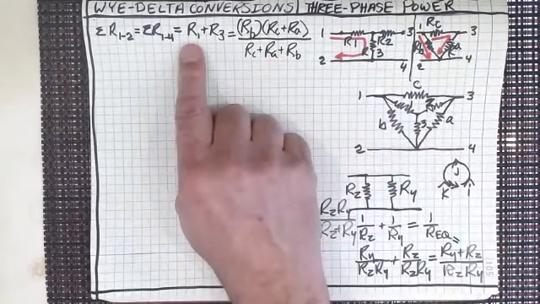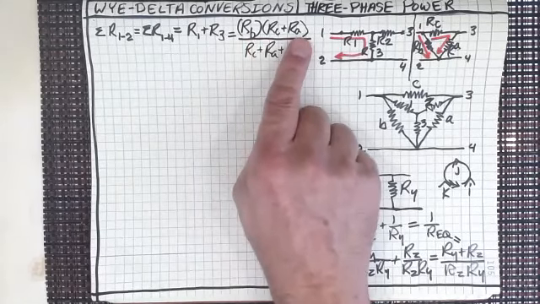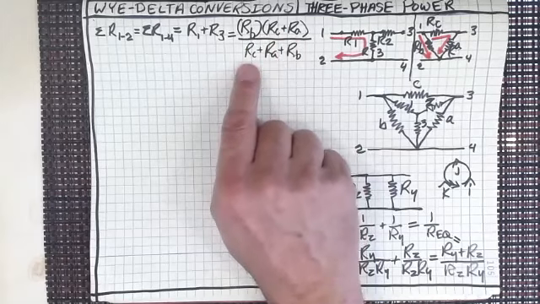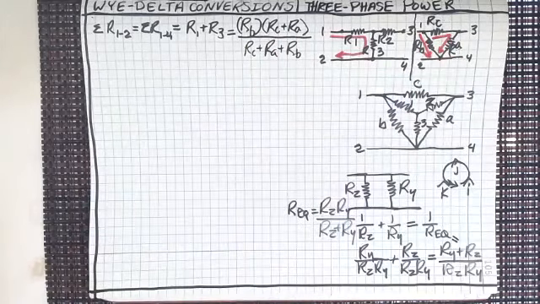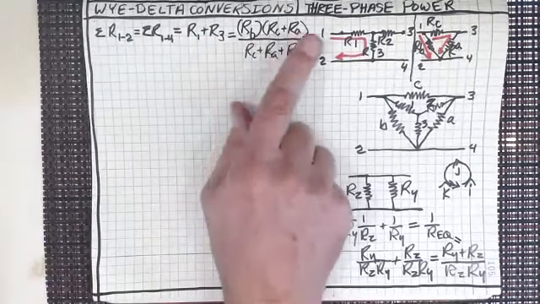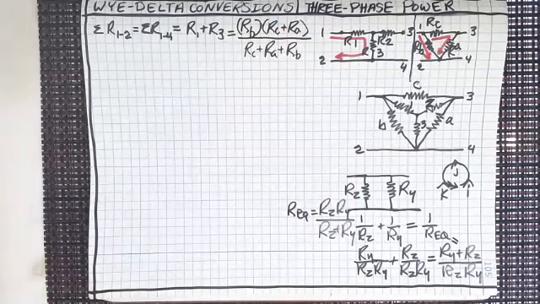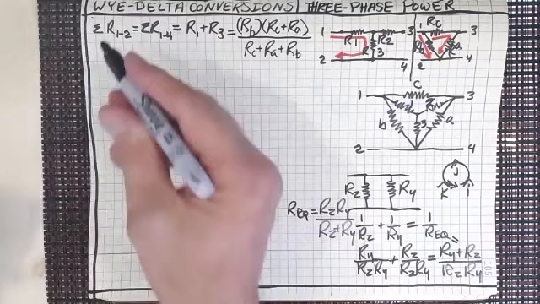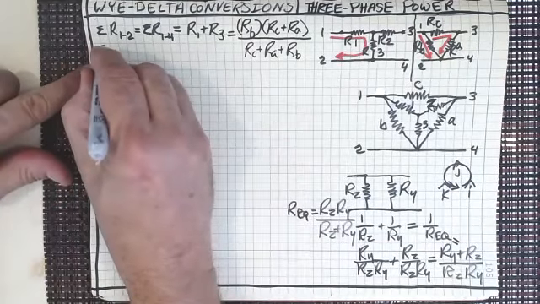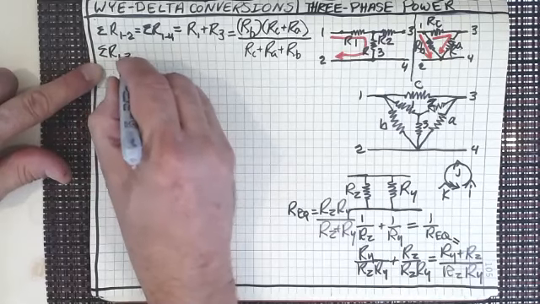So I've got R1 plus R3 equals R sub B times R sub C plus R sub A, the quantity, divided by the sum of all three of the deltas. So we now have one equation that equates these two different things. Now, let's look at the sum of the resistances, but now let's look at 1 to 3.